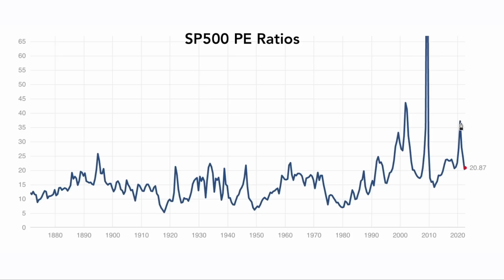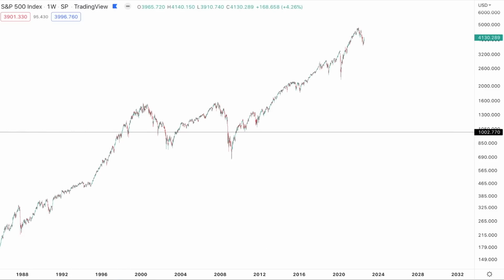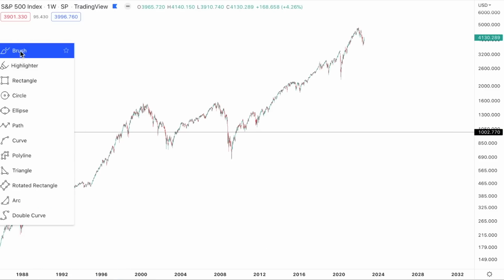Just over the past few months, we've already gone from a PE ratio of around 35 to 20, so you could understand how a move down to 10 would be reasonable. So if we have a PE ratio of 10 with earnings of around 100, which are both scenarios that would look pretty reasonable on those charts, that would take the S&P 500 down to 1,000 points.